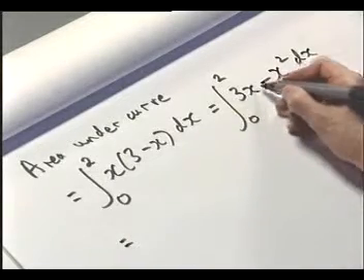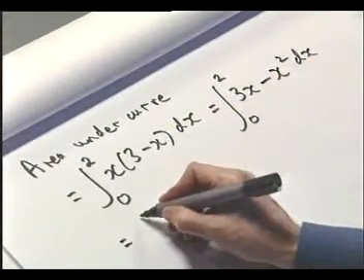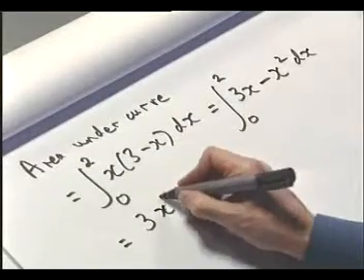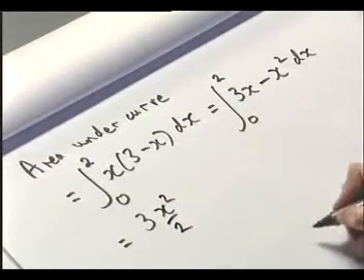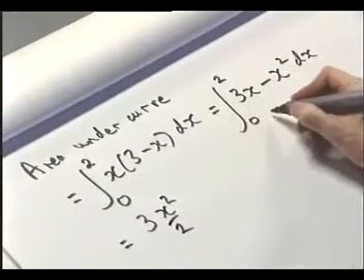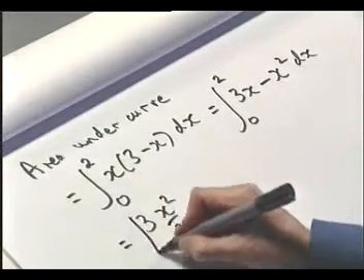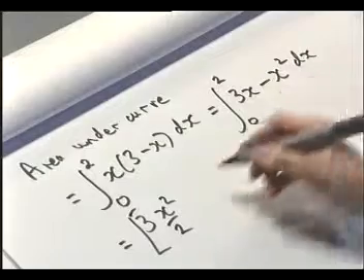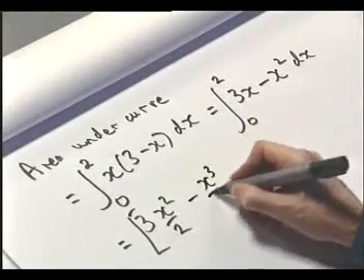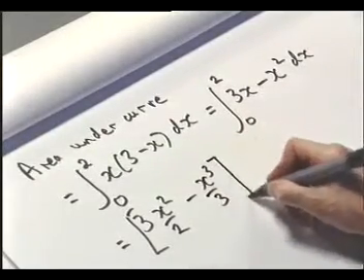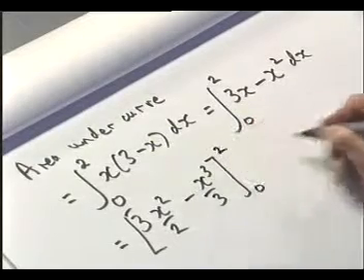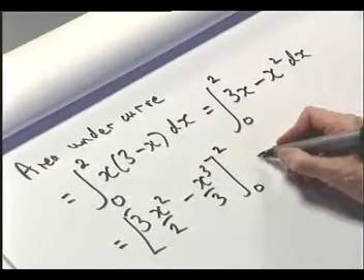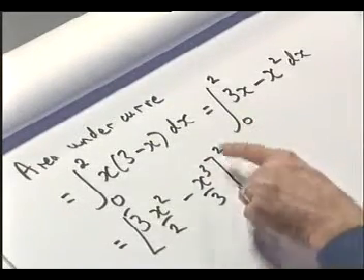Do the integration. The integral of x is x squared over 2, and we need to multiply it by the 3 that we've got there. And then the integral of x squared is going to be x cubed over 3. That to be evaluated between 0 and 2. So we put the 2 in first.